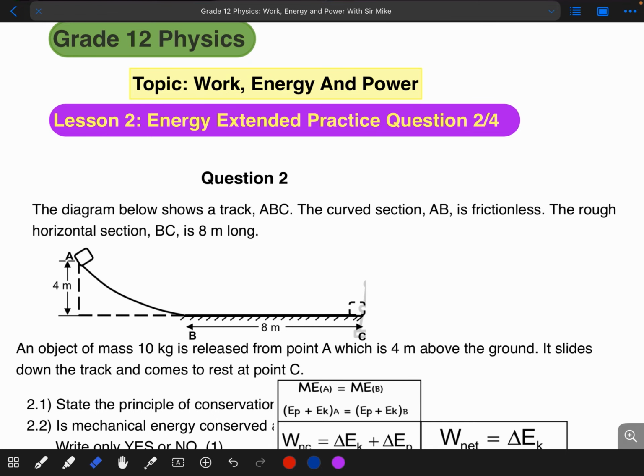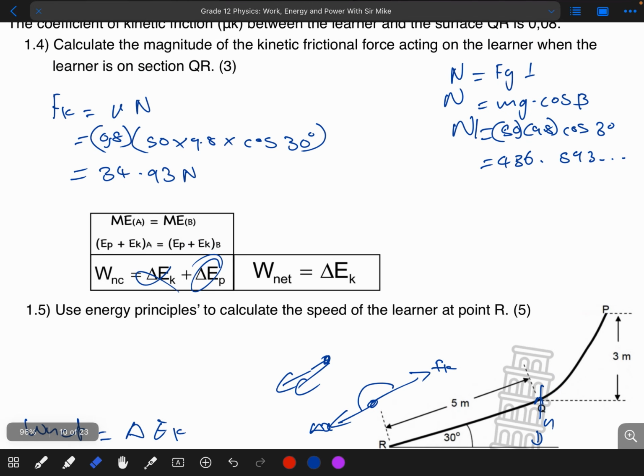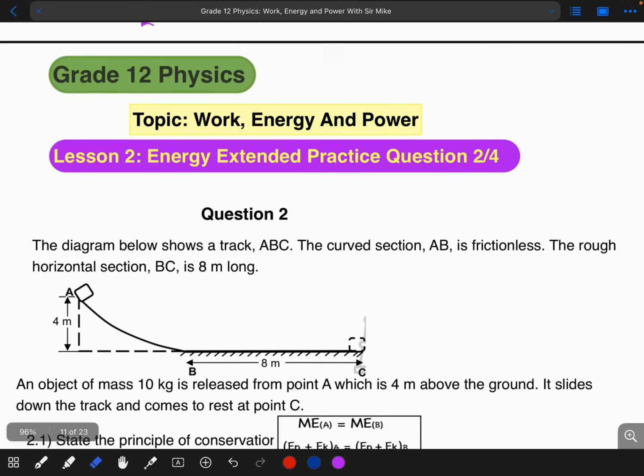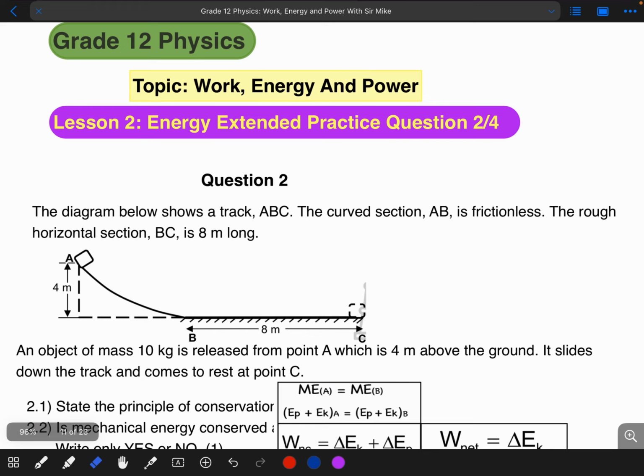In the previous video, we looked at the first extended practice question, which was this question that we covered. So in this video, we'll be looking at the second one. Remember that these extended practice questions are dedicated to that second video, lesson 2, which was based on the energy part. The first video was on work done, and the second one was on energy. So this is actually the second one.